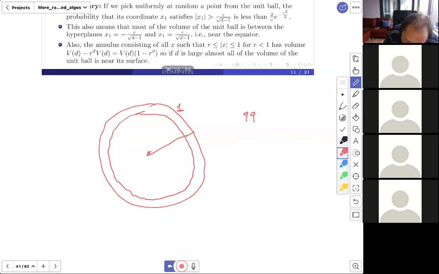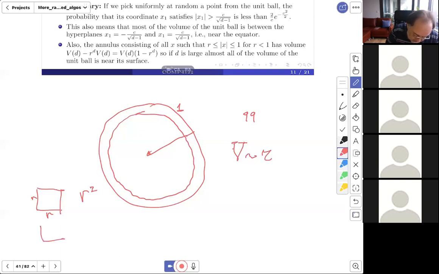Okay, so if you have a ball of volume V and radius R, how are volume and radius related in d-dimensional space? In 2 dimensions, the volume is surface area, right? And it's related to R as R squared.